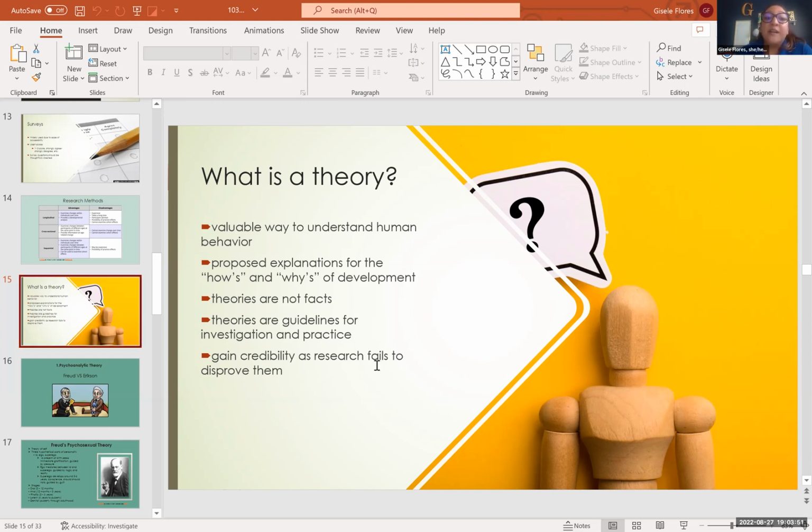So theories are guidelines for investigation and practice. So once we look at all these theorists, let's say we know Erikson talks about how a young child needs to be able to trust in order to establish healthy relationships as they get older. Then we can make theories about what impacts a trusting relationship between an infant and their attachment figure. So we can create some understandings and some ideas about how that happens.